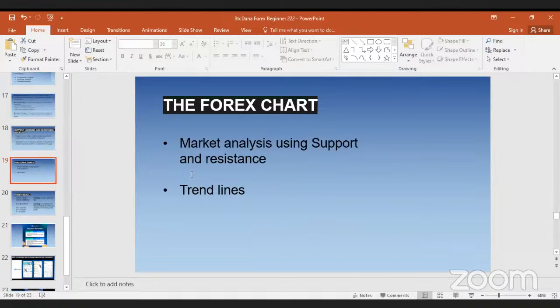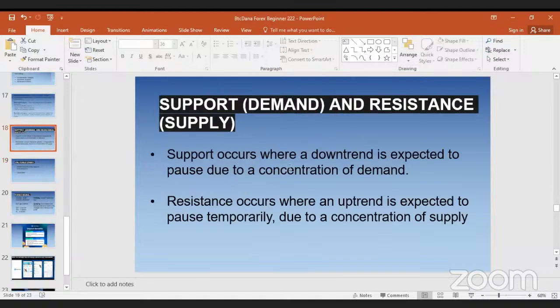From our earlier class, I said we'll be making market analysis using support and resistance, and then I'll be introducing you to how to draw the trend line. I want to make sure that my promise is kept. Like I said, the support occurs where a downtrend is expected to pause due to a concentration of demand.